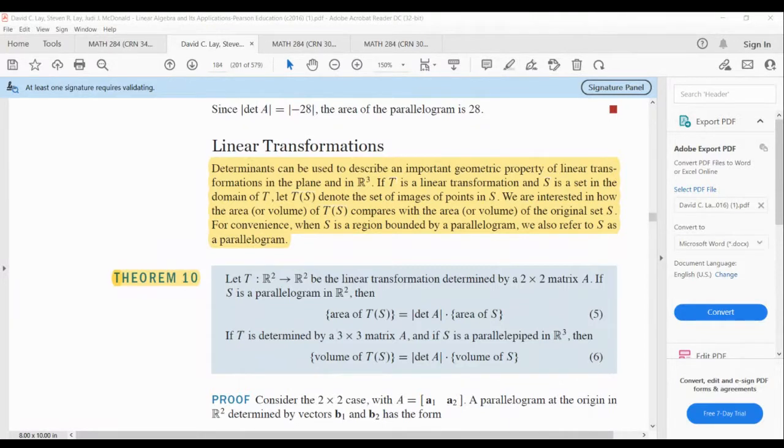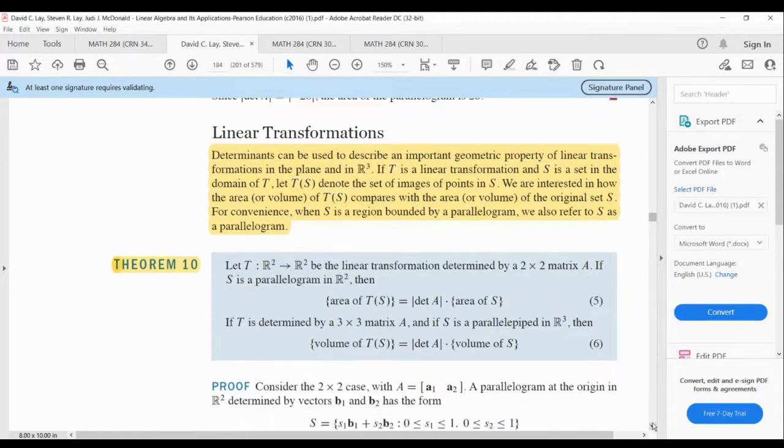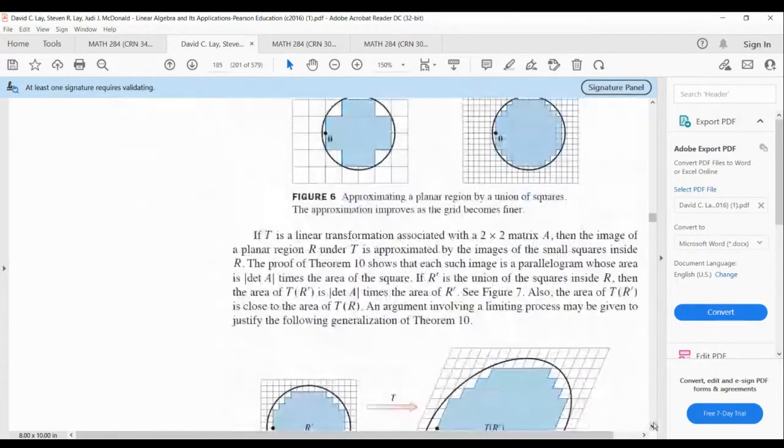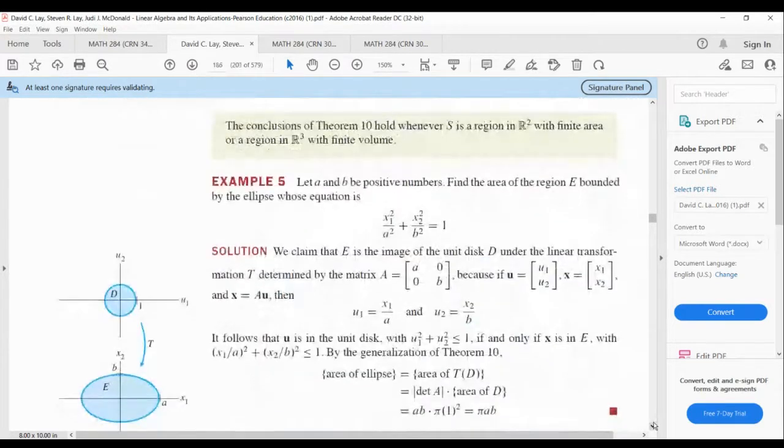Now, I have not used this personally in my mathematical career, like in graduate school, but I know for geometric type applications, it's pretty important. So, for instance, let's go to example 5 here. Just want to show it here. I want to go right to the example.